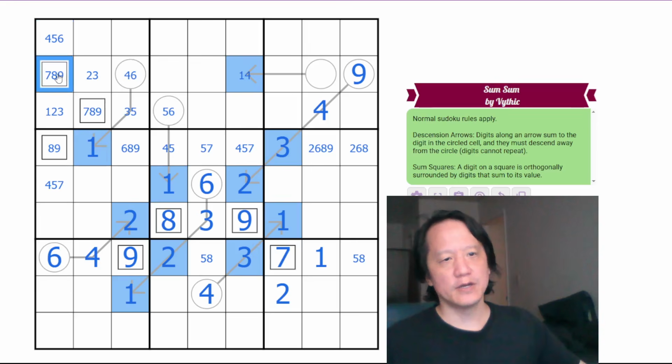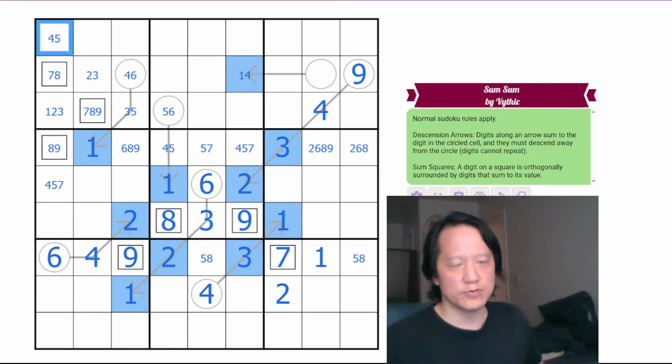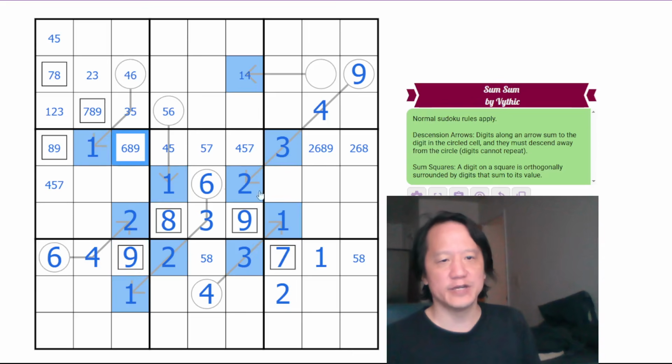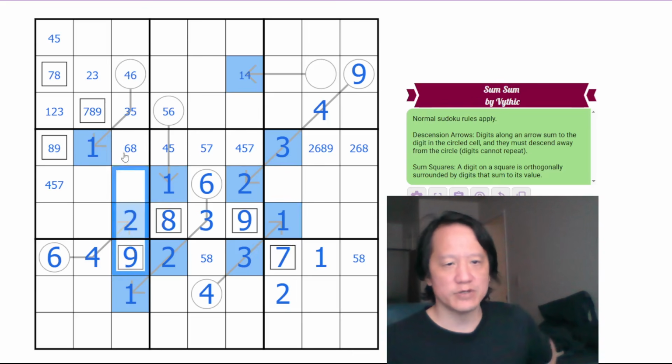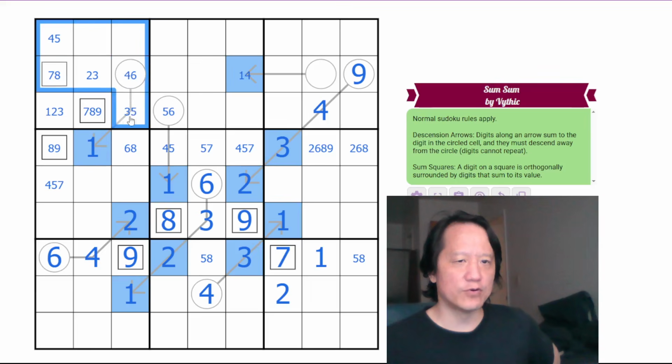This can't be 9 because of 9 in the row, so we don't have 6 available. So this is 4 or 5. If this is 1, 3, this is 4. If this is 1, 5, this is 6. So one of these is 4 or 5. 9 eliminates 9 here because of 9 in the column. So we don't have 4 or 5 available in the rest of this upper left-hand box.